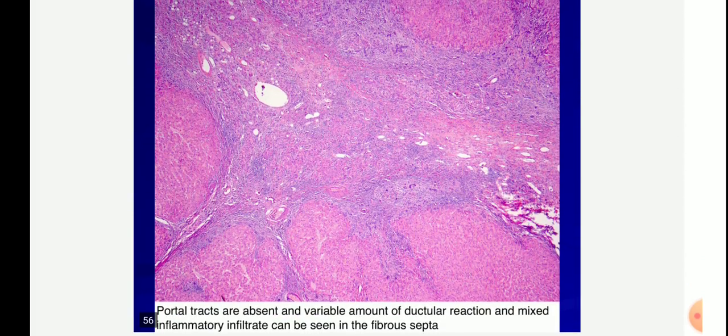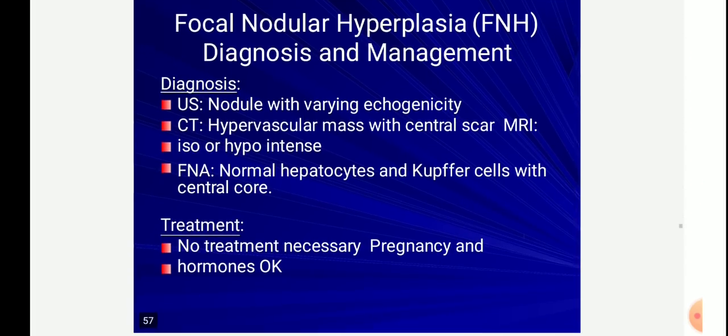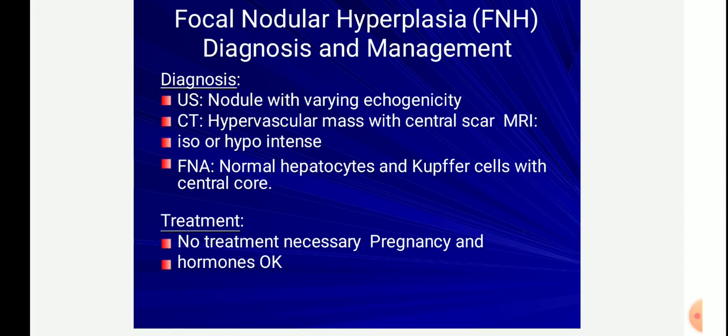Here portal tracts are absent, with a variable amount of ductular reaction and mixed inflammatory infiltrates in the fibrous septas. Diagnosis again: the nodule with varying echogenicity, a hypervascular mass with central scar. On cytology, normal hepatocytes and Kupffer cells with a central core can be seen here.